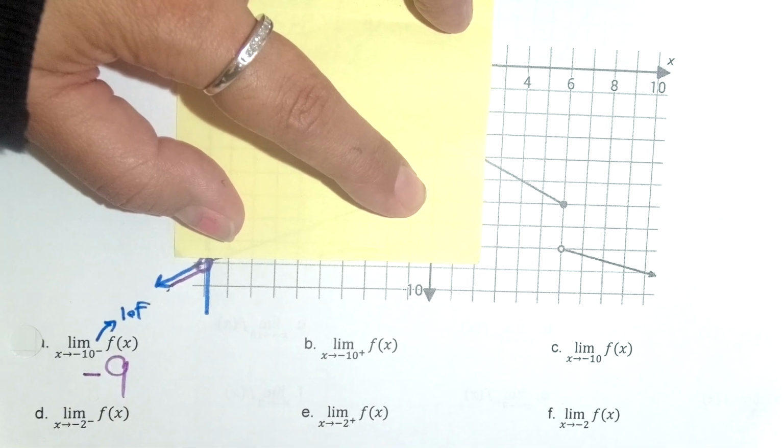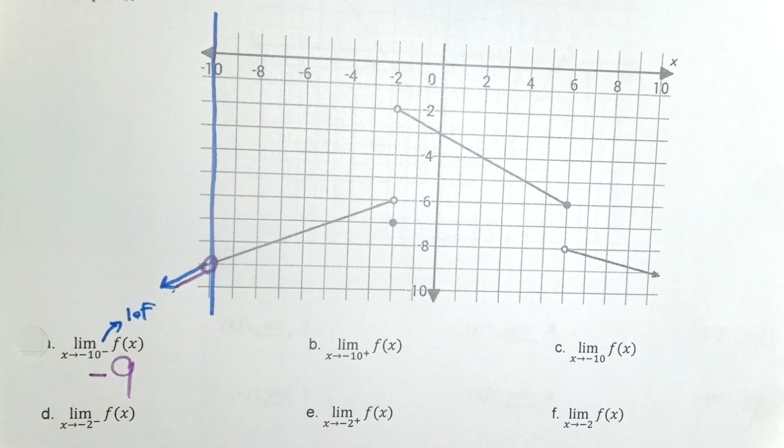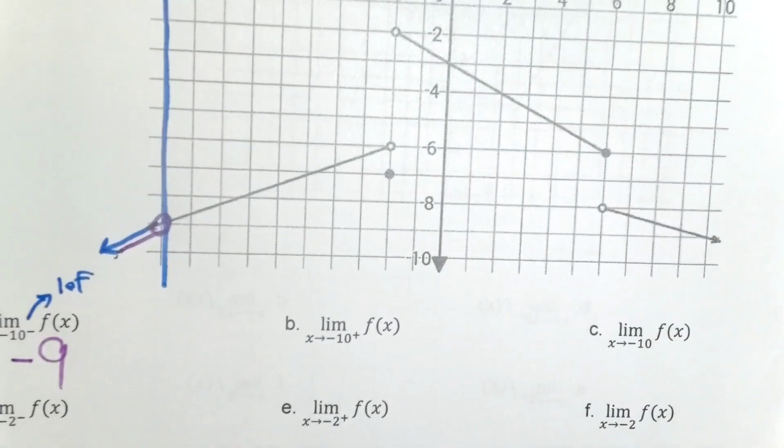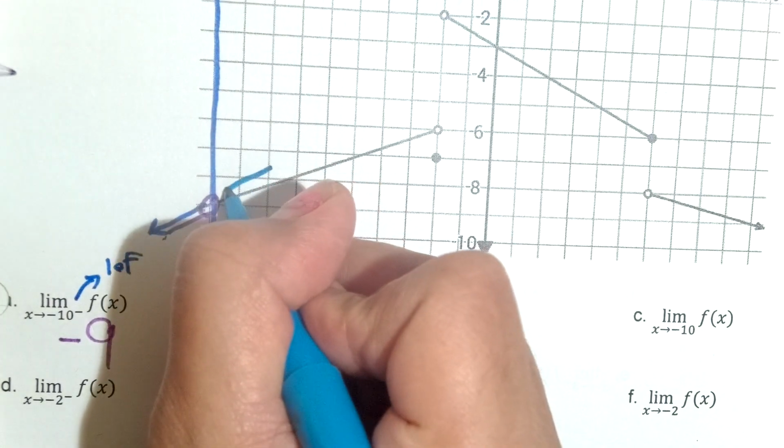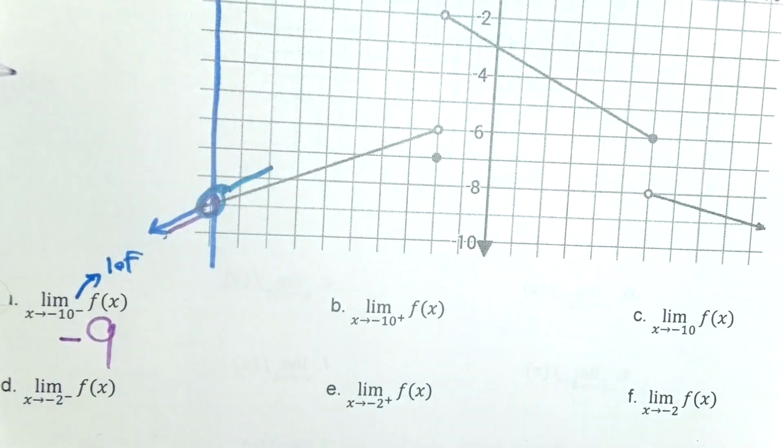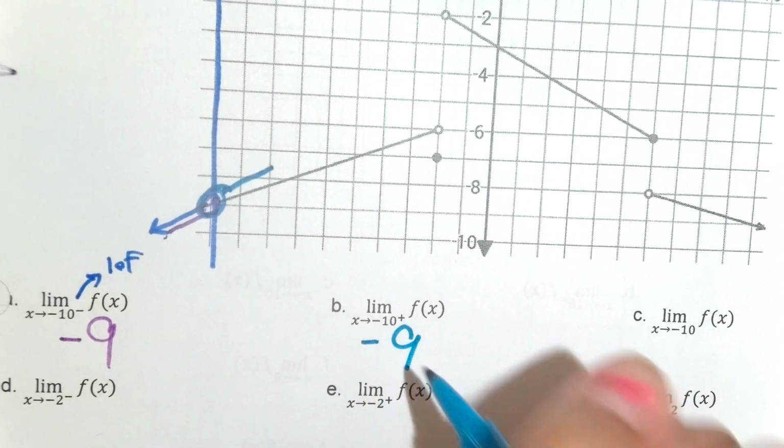Are we sure? Did I go too fast? Did that help? I know some of you are squinting. Let me zoom in a little bit. So now I'm going to go to the right side. And I'm going to circle that number. That's also negative 9.